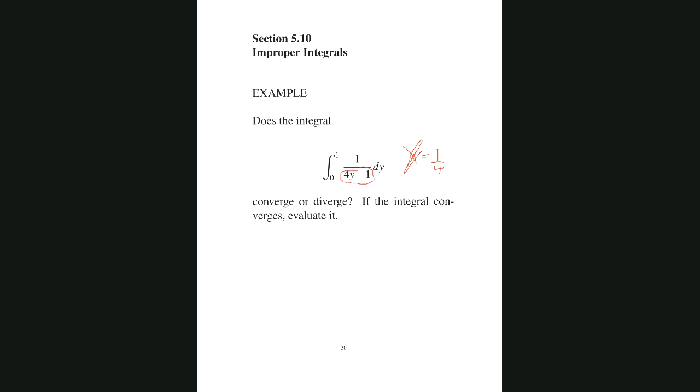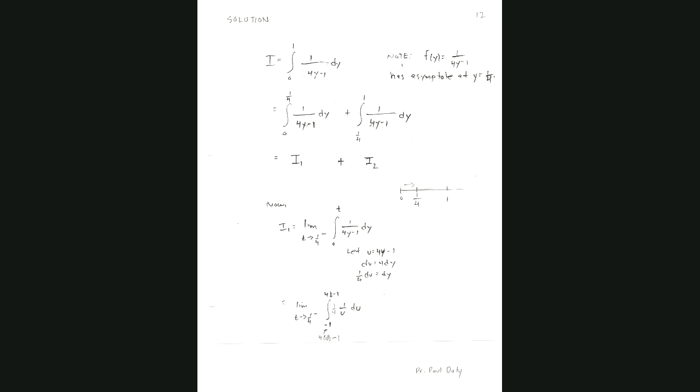So what are we going to have to do to this integral? We're going to have to split it. Split it where? What value do we split it at? 1/4, that's right. So we're going to split it at a fourth. If you graph the function, you would graph 1/4x minus 1 on your calculator, and you'll see there's an asymptote at a fourth. So you split it.